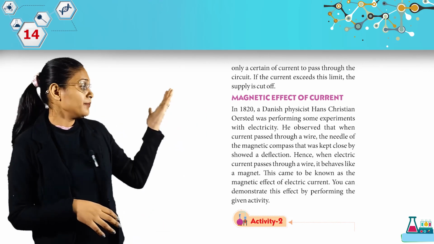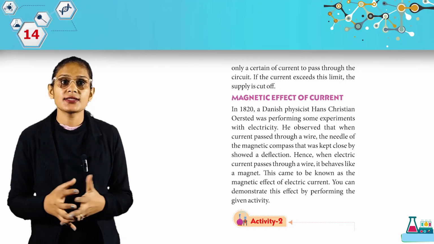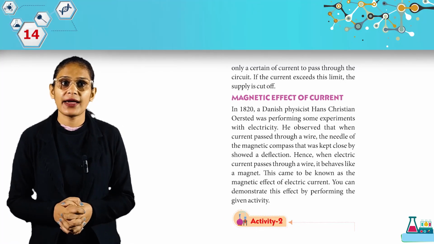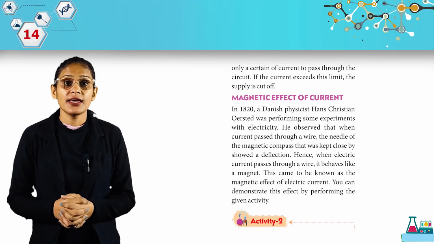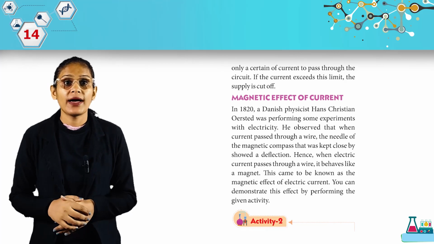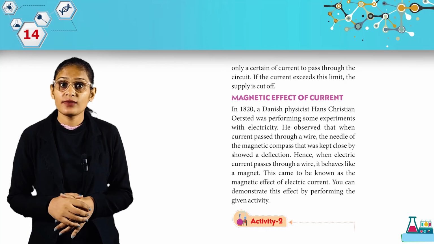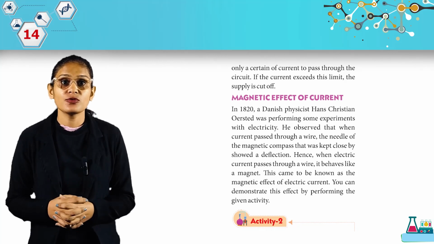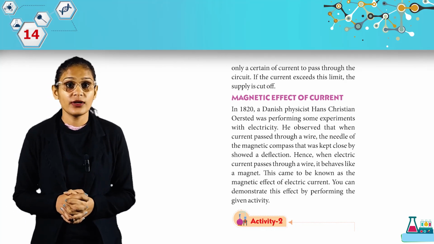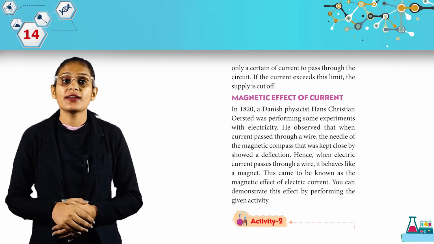Now we have the magnetic effect of current. In 1820, a Danish physicist Hans Christian Ørsted was performing some experiments with electricity. He observed that when current passed through a wire, the needle of a magnetic compass that was kept close by showed a deflection. Hence, when electric current passes through a wire, it behaves like a magnet. This came to be known as the magnetic effect of the electric current. You can demonstrate this effect by performing the given activity.